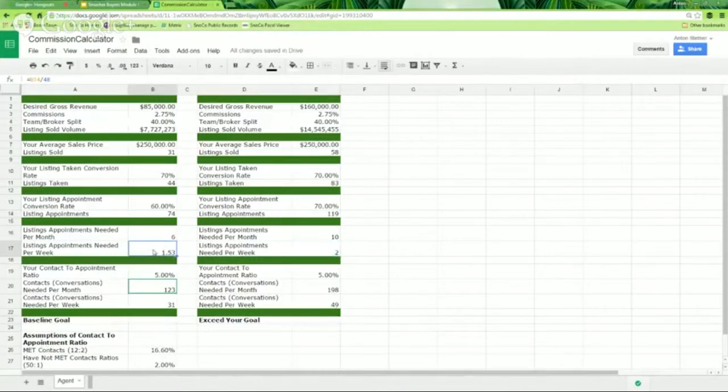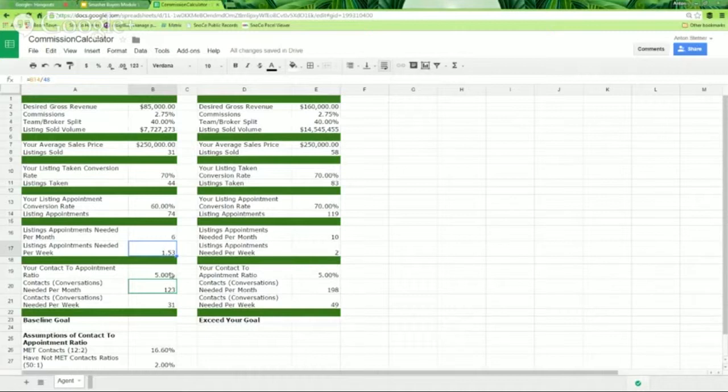I also, we put the partial number, but that makes total sense to round it up. And you want to round it up unless you're a half a person that can go on a half appointment a week. But I thought we were whole people.